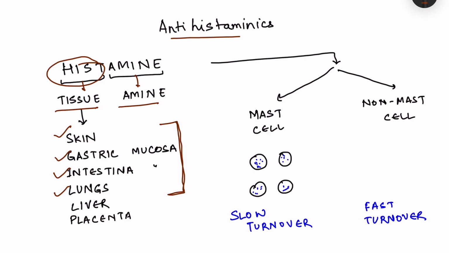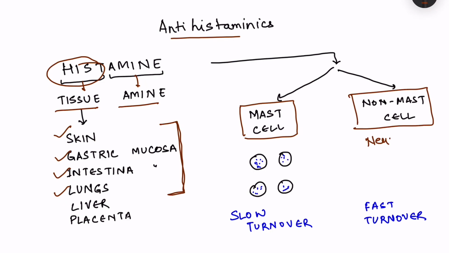Now this histamine, as I told, mostly it is present in mast cells, but there is non-mast cell histamine as well, which is present in neurons. So these mast cells are present in the linings of these tissues, which I already told, and this mast cell histamine has a slow turnover. That means it is not degraded very fast since it is stored in granules. On the other hand, the one which is released from the neurons is released and then degraded fast. So that has a fast turnover.